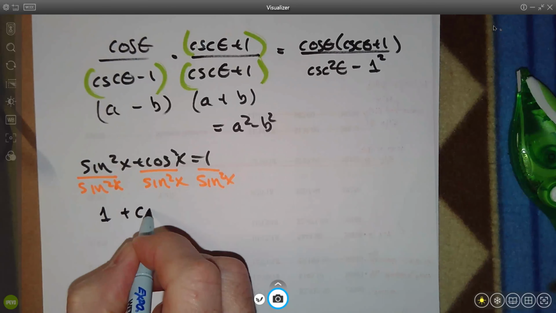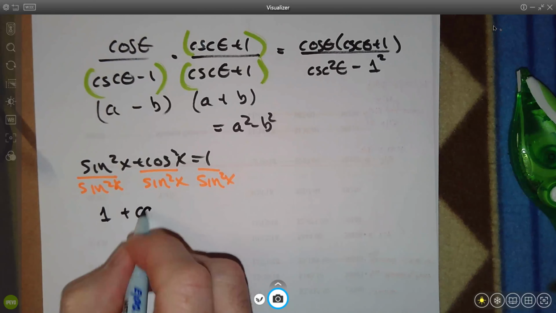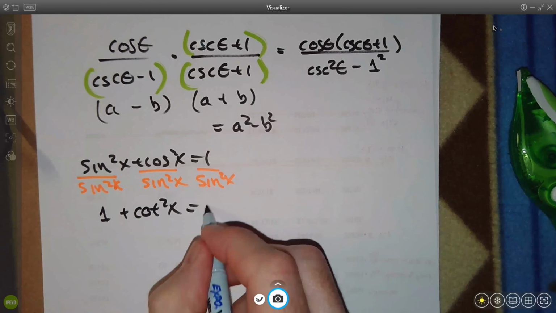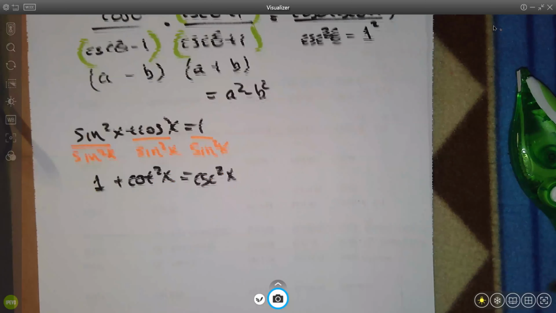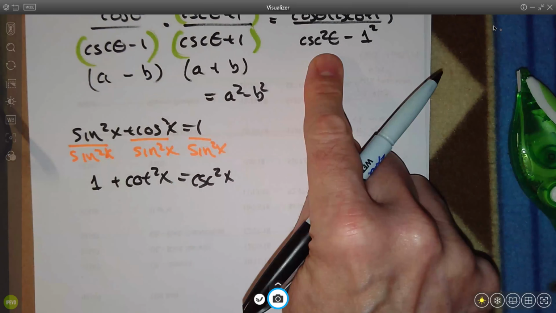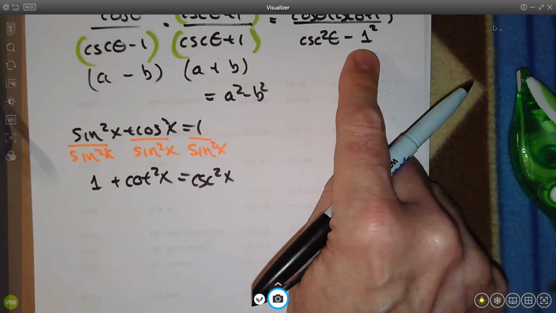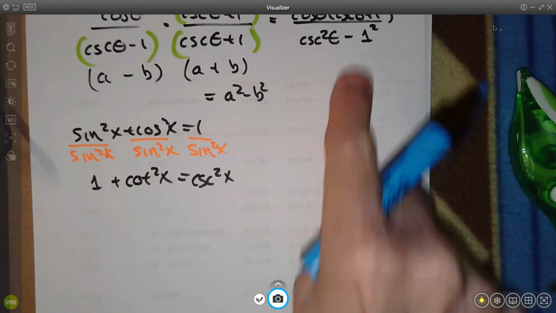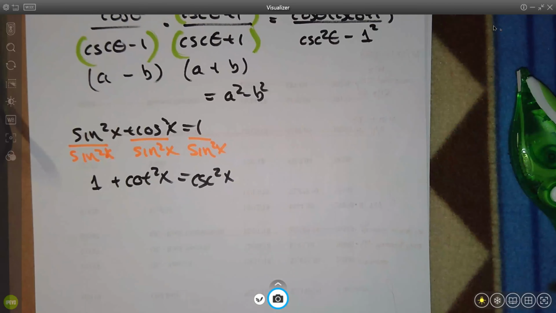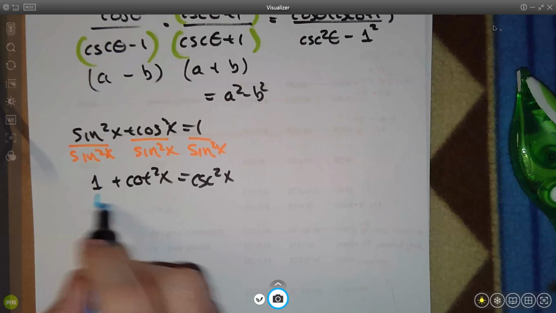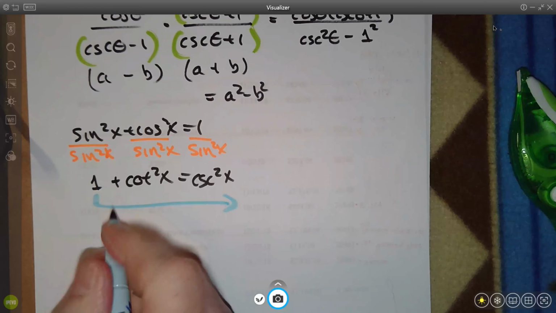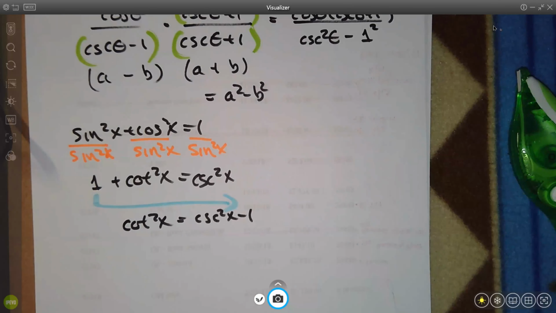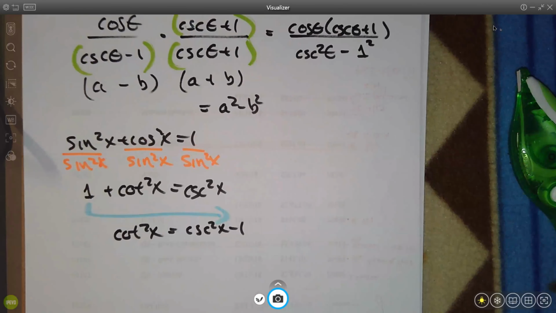1 plus cosine over sine, cotangent equals cosecant squared. Good. Now, when you compare that to our denominator, we've got cosecant squared minus 1. So how could I manipulate this to get that expression? Subtract 1. Subtract 1. And there you go. There's your cotangent squared of x equals cosecant squared of x minus 1. Beautiful. That's exactly what we wanted.